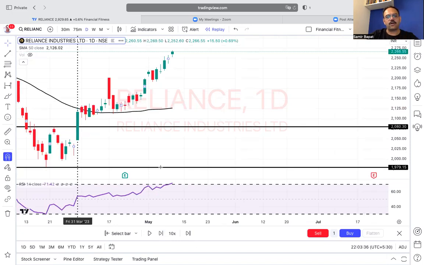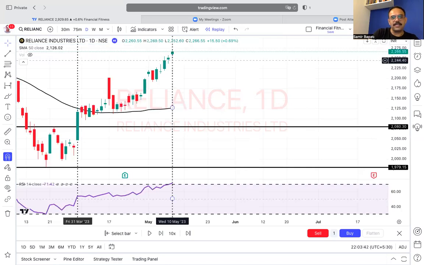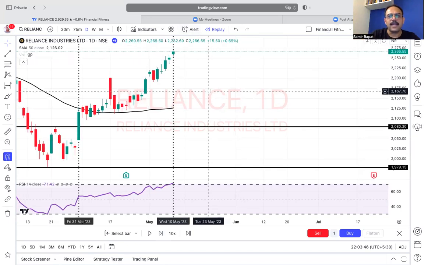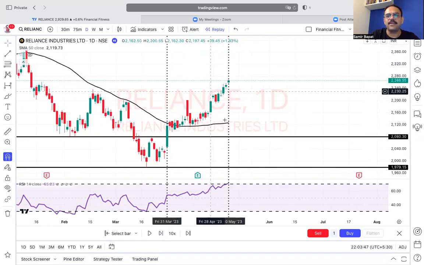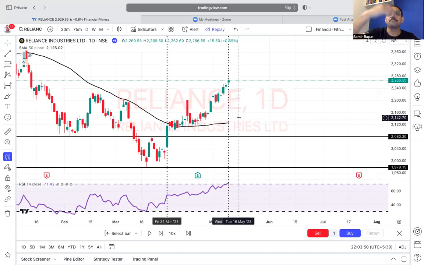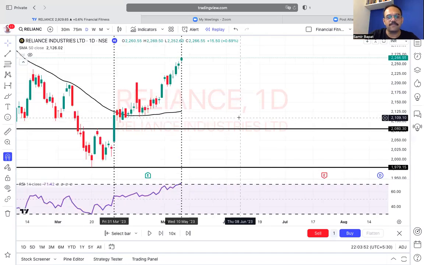Okay, so it has crossed above the overbought condition. So we can choose to exit 50% here. Okay, 50% done. We can exit 50% here. And then the remaining we will exit when it closes below the 50-day moving average.